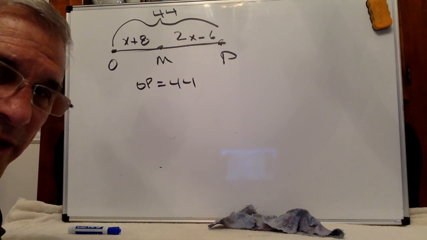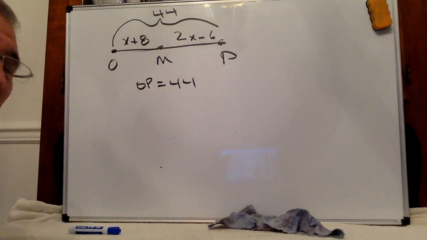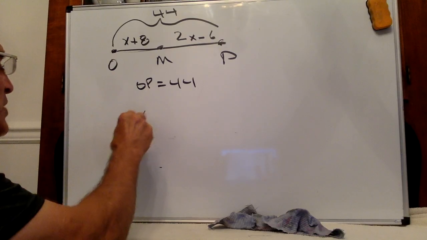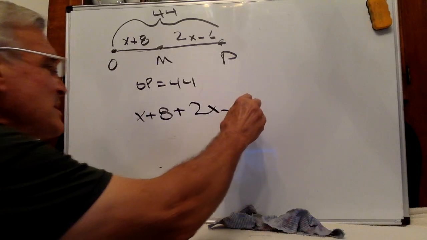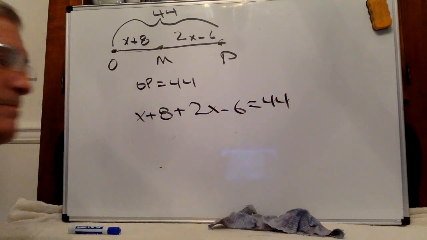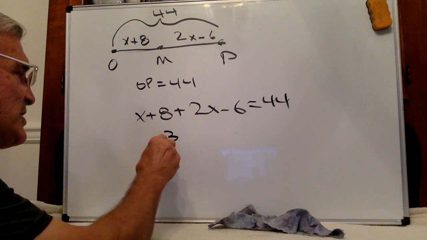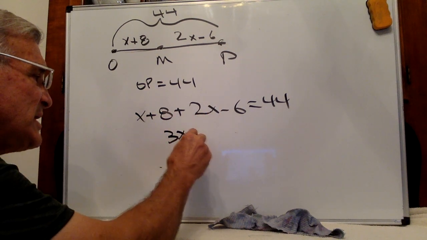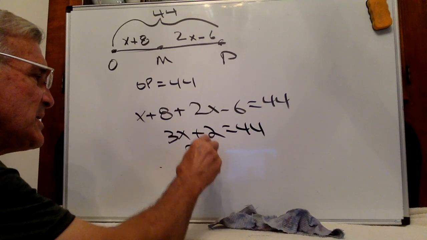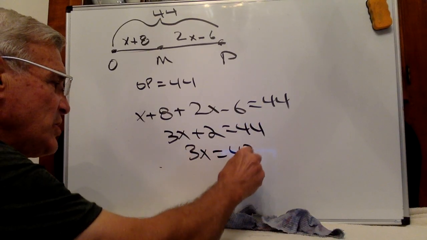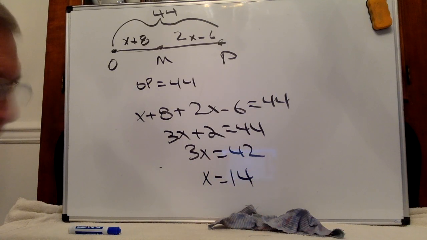Well, again, this is an algebraic equation. I know that these two pieces, when added together, have to be the whole segment, 44. So I know that x plus 8 plus 2x minus 6 has to equal 44. X plus 2x is 3x. 8 minus 6 is 2. Therefore, 3x plus 2 equals 44, so 3x equals 42. So x is equal to 14.